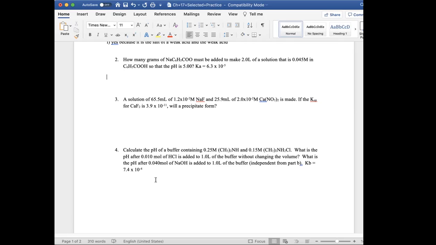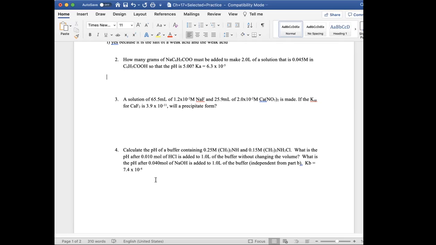So if you remember, Ksp is just the concentration of ions to the solid. And Q is basically the same thing, just not at equilibrium. So we're going to solve for Q. And basically, if Q is greater than Ksp, a solid will form. Solid is the same thing as precipitate.